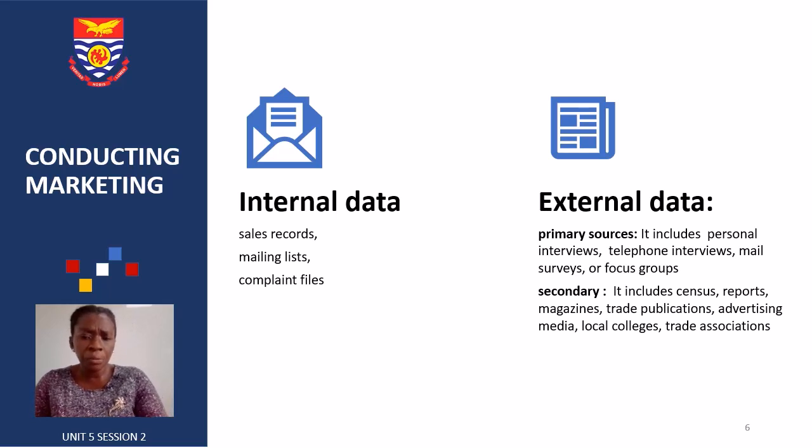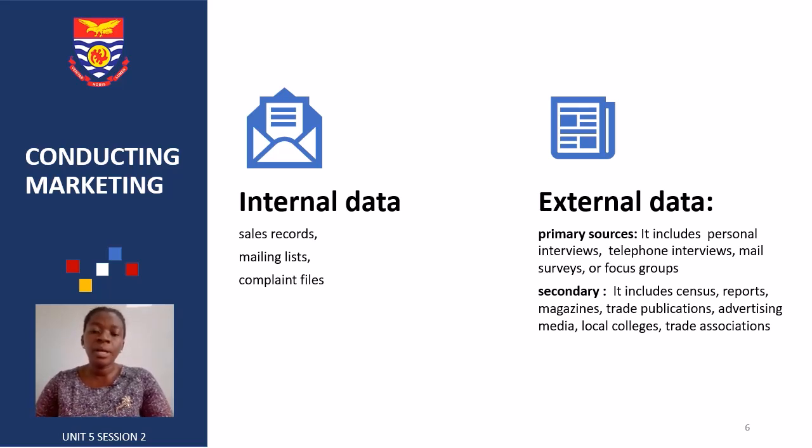Are we targeting the wrong people? Are their lifestyles and things changing? Are we using the wrong mailing list? You can check your mailing list to see all those things. Complaints files, a lot of people bringing in complaints and issues in there. You need to look at all this information from your internal data.